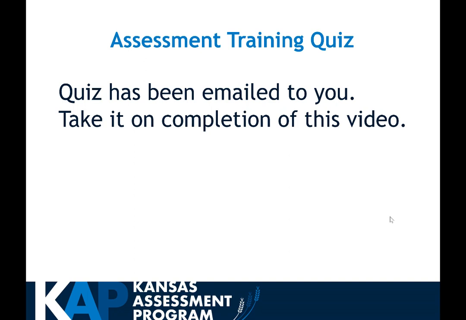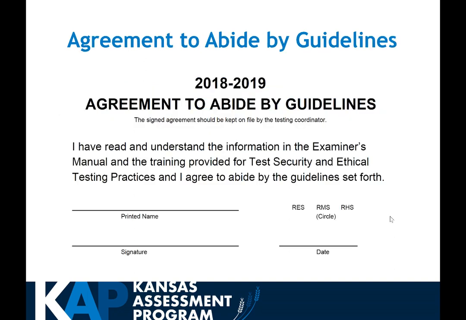Now that you have finished the ethics and training session, you will be able to take the quiz that has been emailed to you. After your quiz has been taken, please sign the agreement to abide by guidelines and return it to your test coordinator. The quiz and the signed agreement are both required before you can assist with any assessments for the spring 2019 season.